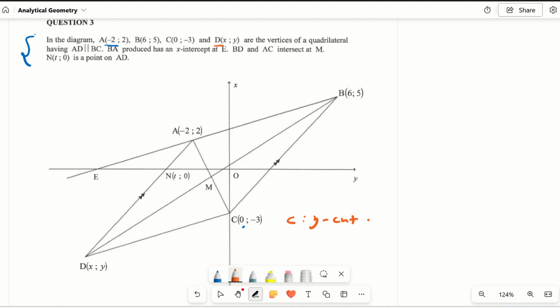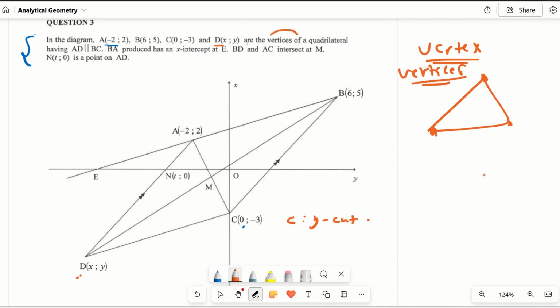Then D has coordinates x, y. Okay, we have it there. Are vertices of a quadrilateral having AD parallel to BC. Now, first of all, what are vertices? A vertex is the corner of a shape. So if this is a triangle, this is a vertex, this is a vertex, this is a vertex. It's a corner. Vertices are corners, singular, plural. These are vertices. Okay, sharp.